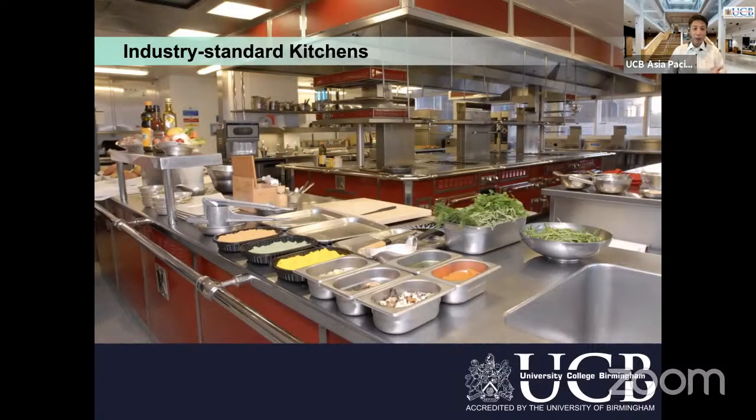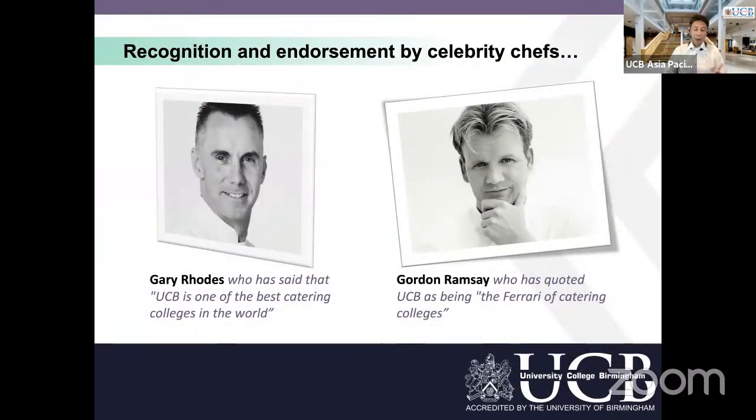These are the industrial standard kitchens. You will see it's not very different from what you would see in a hotel. The standard is almost the same. Some people may know Gordon Ramsay, for example. He uses our facilities quite a bit, and he felt that we are like the Ferrari of catering colleges. That proves that the equipment and facilities we have at University College Birmingham are of rather high standard.